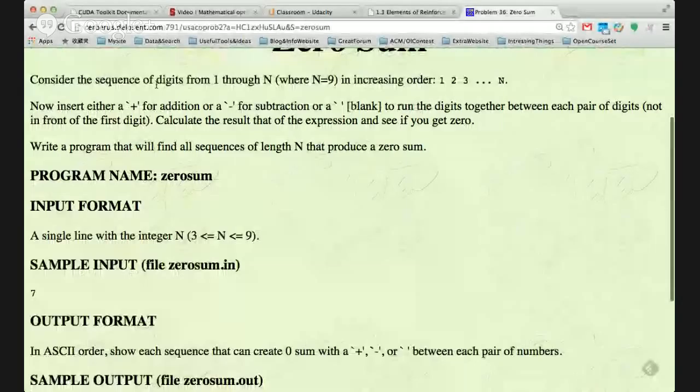Consider the sequence of digits from 1 through n. When n is 9, in increasing order, well, increasing 1, 2, 3, up to n. The maximal case is n equals 9, but maybe it's just from 1 up to 7.